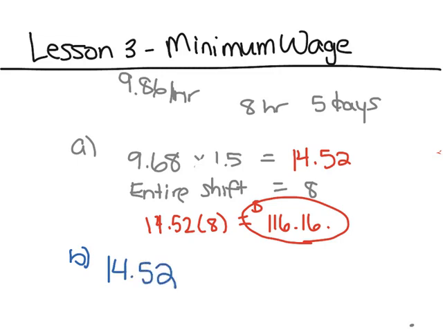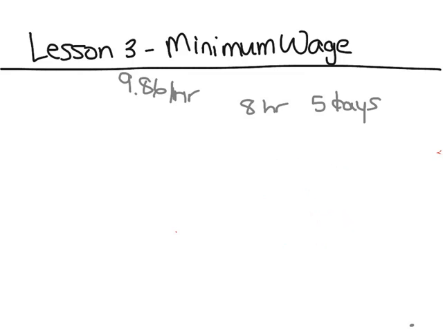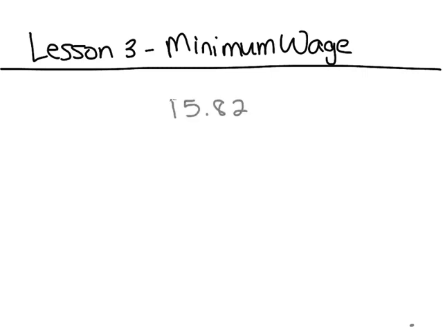Part B, Marcel works for a construction company and earns $15.82 for a 37.5 hour week. He is paid time and a half for any time above 37.5 hours. If he works 42.25 hours, how much will he earn?